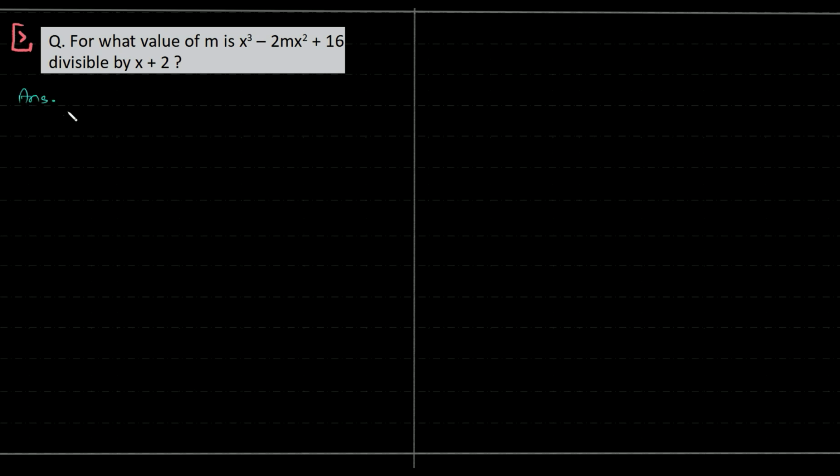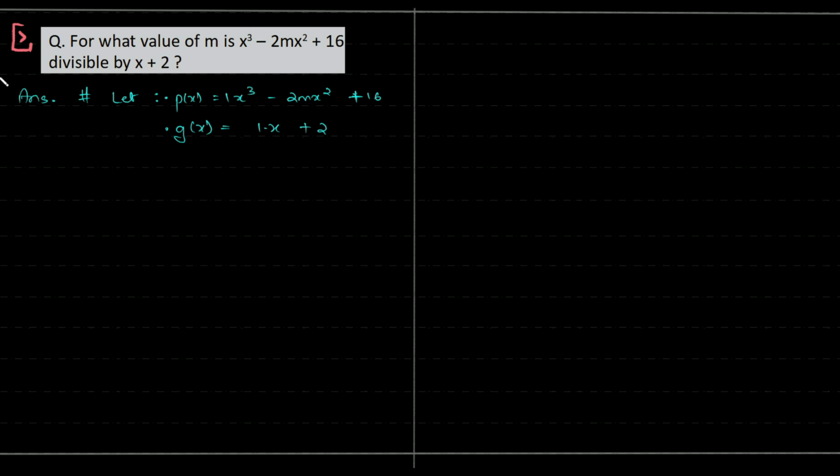Another so-called hard question, but you guys can do this. It's not that hard. For what value of m is x³ − 2mx² + 16 divisible by x + 2? What does it mean? Let's give it a name. Let P of x be equal to x³ − 2mx² + 16, and you have your g of x, or d of x, whatever you want to call it, as x + 2.